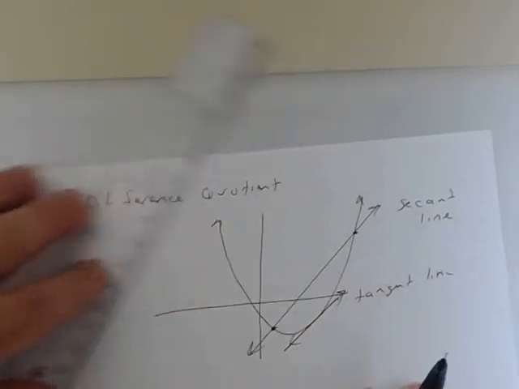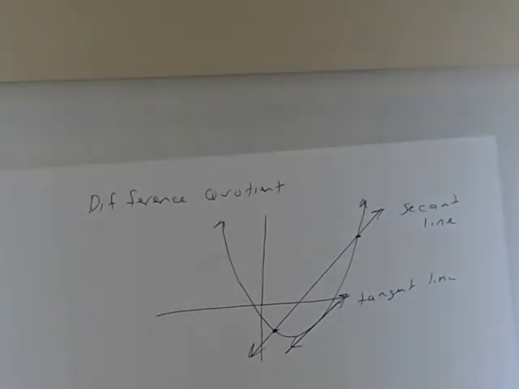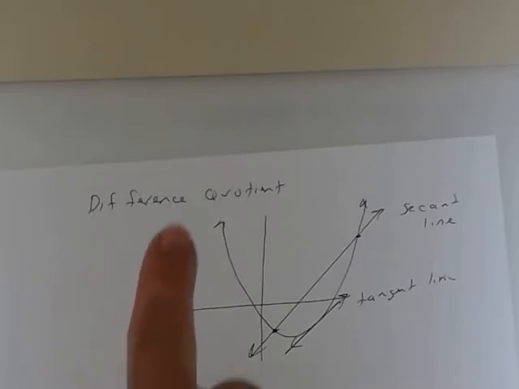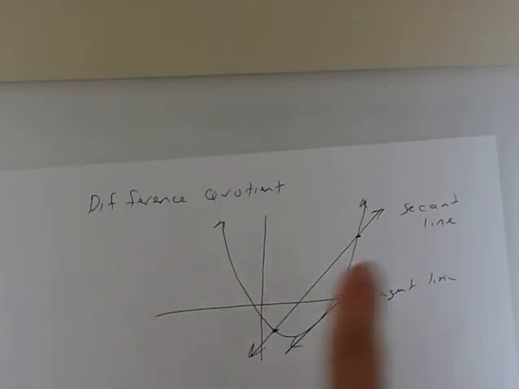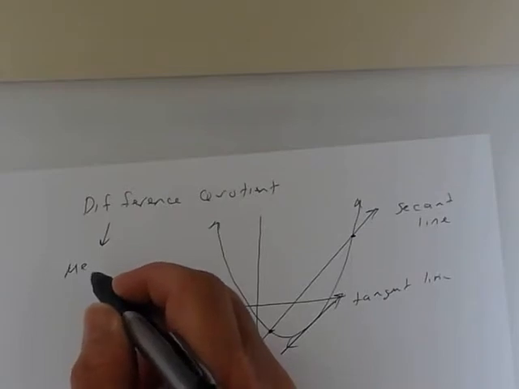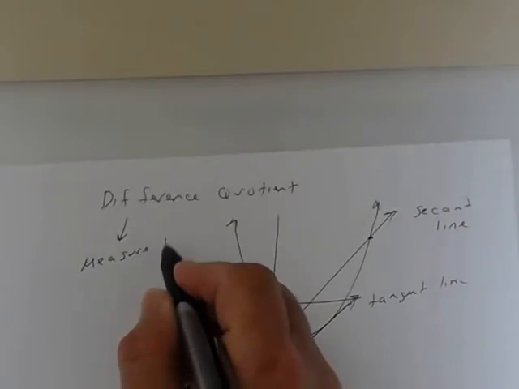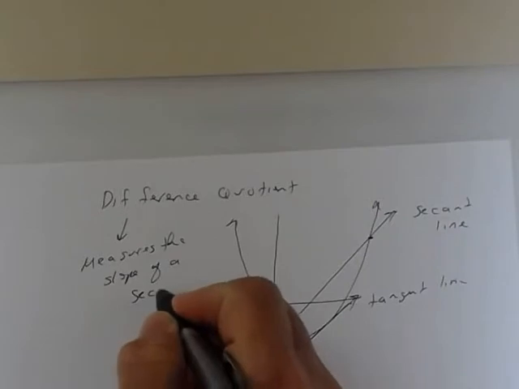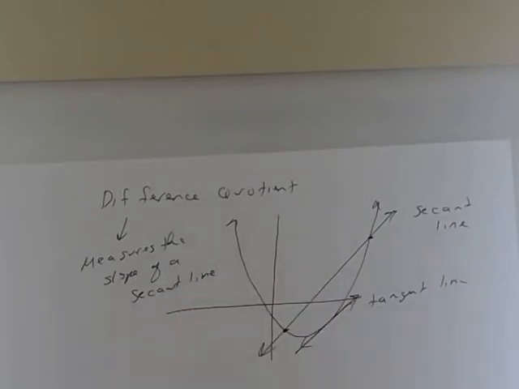Again, you don't have to know that. You don't have to know anything about that here. But the difference quotient, what the difference quotient is, it measures the slope of a secant line at these 2 points. So the difference quotient measures, secant is S-E-C-A-N-T. Secant line, the difference quotient measures the slope of a secant line. You're going to see this again when you talk about derivatives next semester if you go that route.